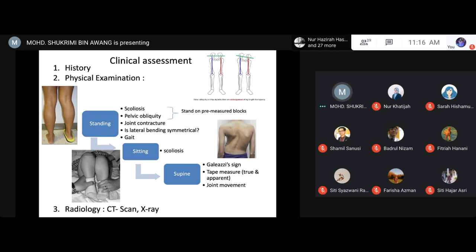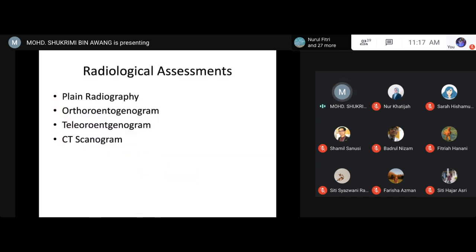So from the history and physical examination, we can have an idea whether this patient has true or apparent limb length discrepancy, and then we should know what to plan to further confirm the diagnosis, in which we need to do radiological investigation. Okay, so for radiological investigation we have so many options.